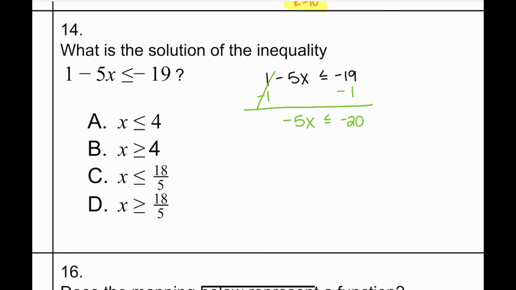Now we need to isolate x by dividing by negative 5. But notice since we are dividing by negative 5, if we divide by a negative, we have to flip the inequality. So immediately, I'm going to write that down first so I don't forget. Now we can simplify. Negative 5 divided by negative 5 is just a 1, so that's 1x, or x is greater than or equal to negative 20 divided by negative 5, which is a positive 4. So x is greater than or equal to 4.